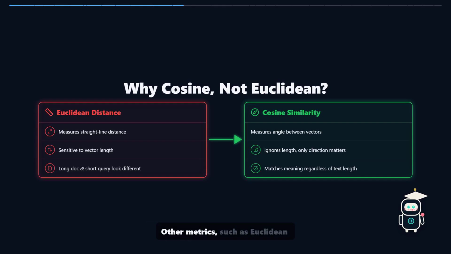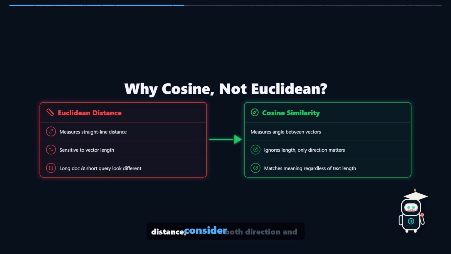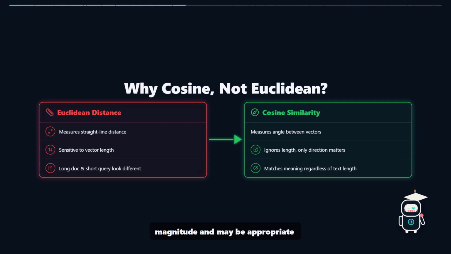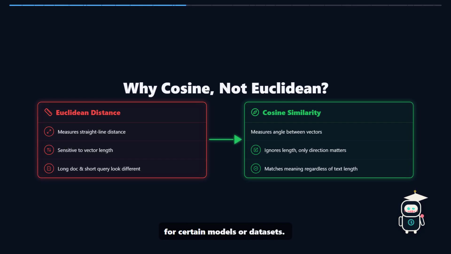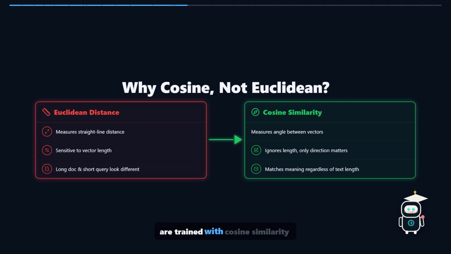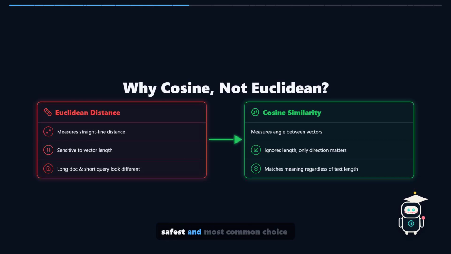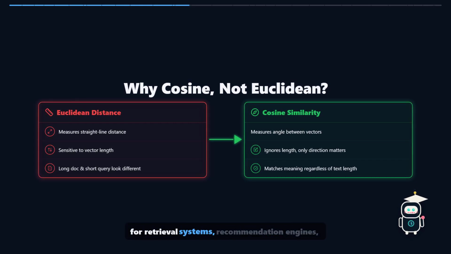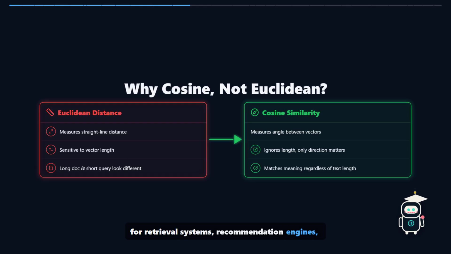Other metrics, such as Euclidean distance, consider both direction and magnitude and may be appropriate for certain models or datasets. However, most modern embedding models are trained with Cosine similarity in mind, making it the safest and most common choice for retrieval systems, recommendation engines, and RAG applications.